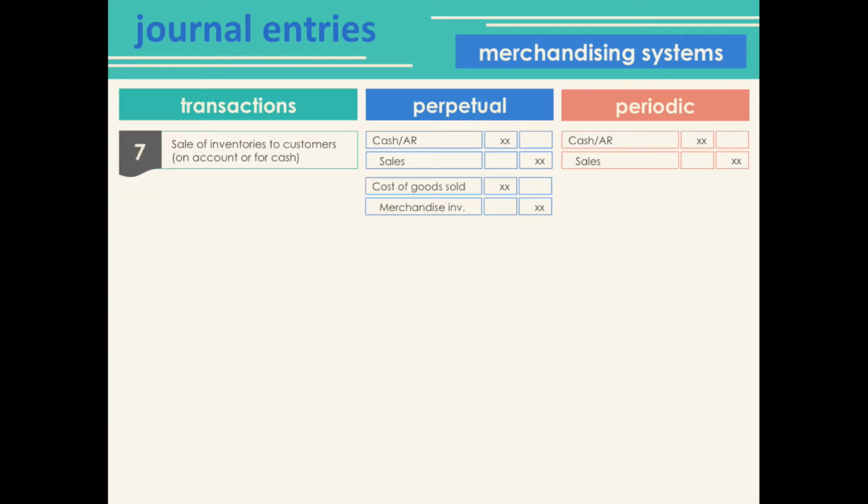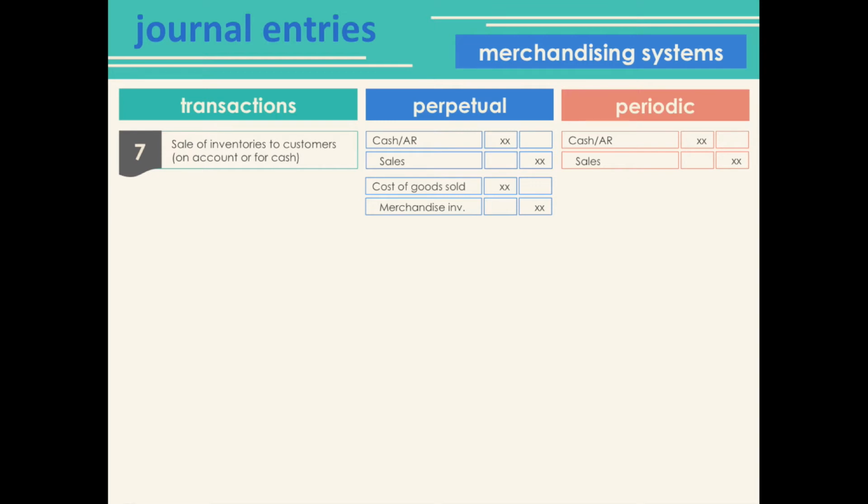7. Sale of inventories on account or on cash basis. The entry here is similar to the entry we make when recognizing income from providing services, only instead of service income, we credit sales. We debit cash if the sale is made on a cash basis, or debit accounts receivable if it was made on account. This is the same for both the perpetual and periodic systems.